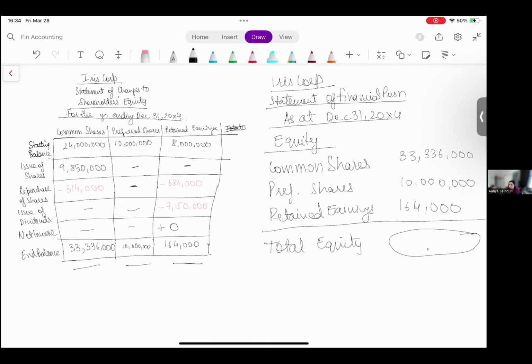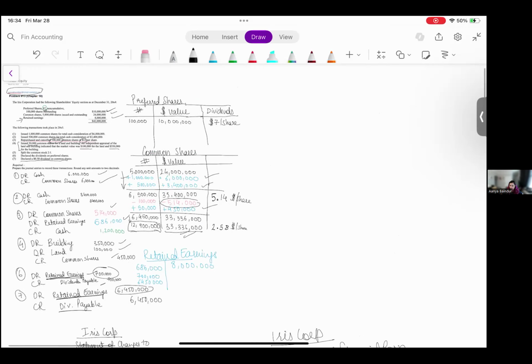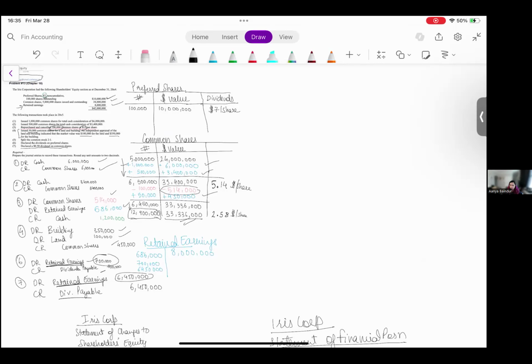They may not ask this last part, but it's good for you to know how to go about it, because we've also covered this in chapter 1, if you remember. I think it was either week 1 or 2 when we had done the statement. We had learned how to do this. So we take the end balances from the statement of shareholders' equity, and we just write those in the equity section. And that's how these questions are done.